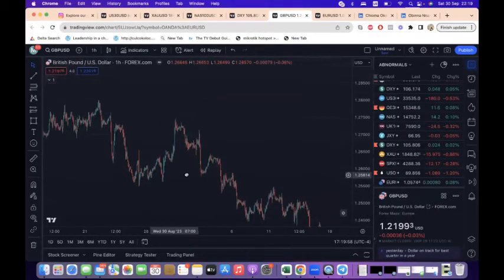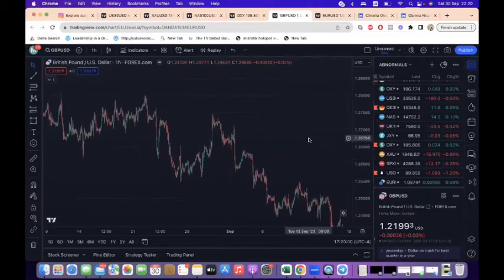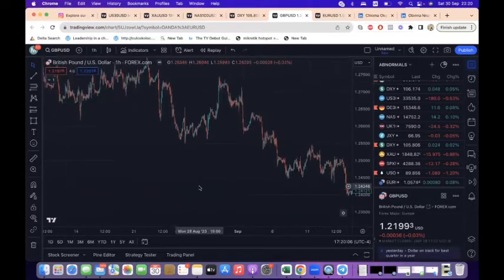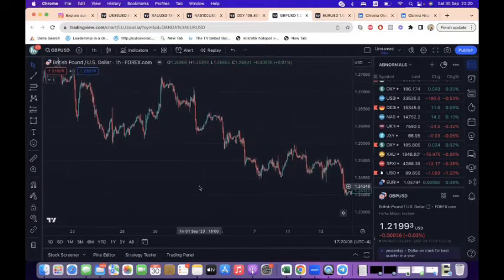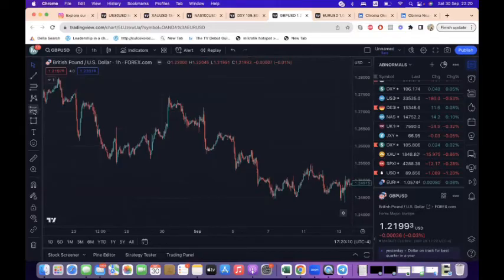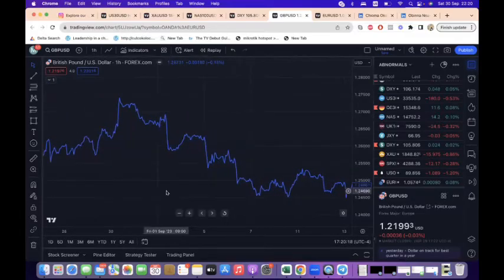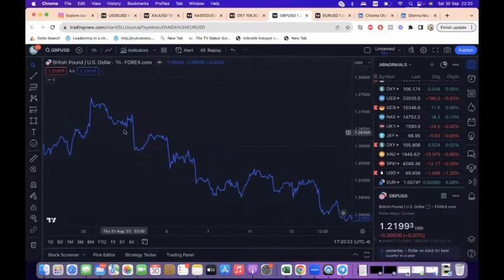Now, you can see it's been falling down. All right. It's been really dropping. So I'm just going to use my line chart so I can see clearly what's going on and I can see the trend. All right. So let's start with here. I love this. This is very, very consistent.